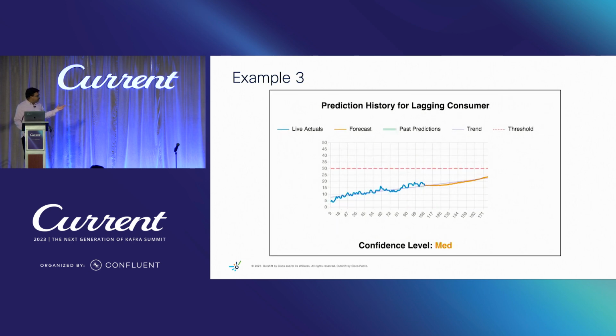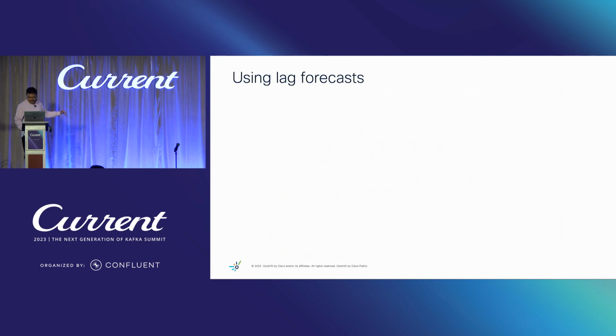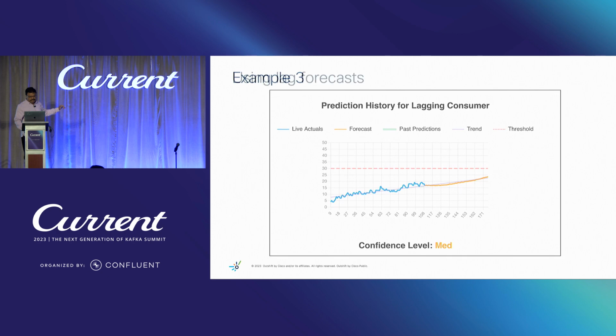How does a lagging consumer look? Again, you see the observed values are slowly increasing, and the prediction is now showing it's going to really go up. The trend line is also showing that it's going to go up. This is an example of how it will look for a lagging consumer. So in this case, the trend lines are going up.